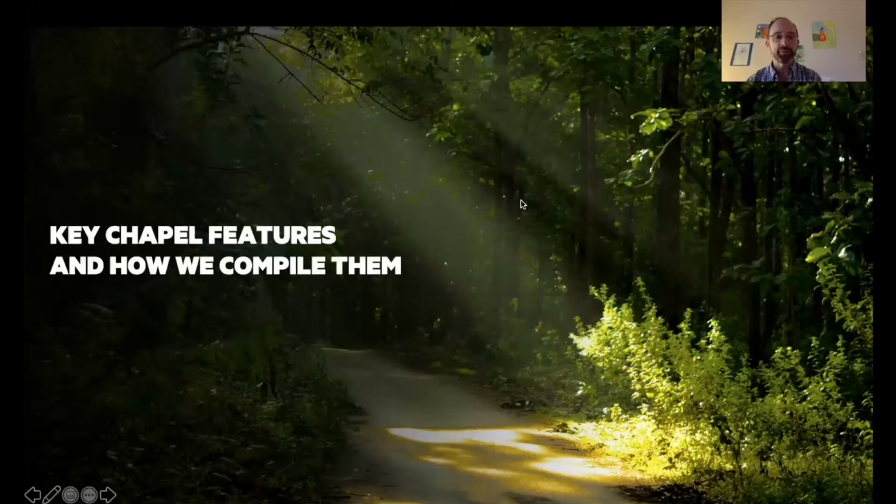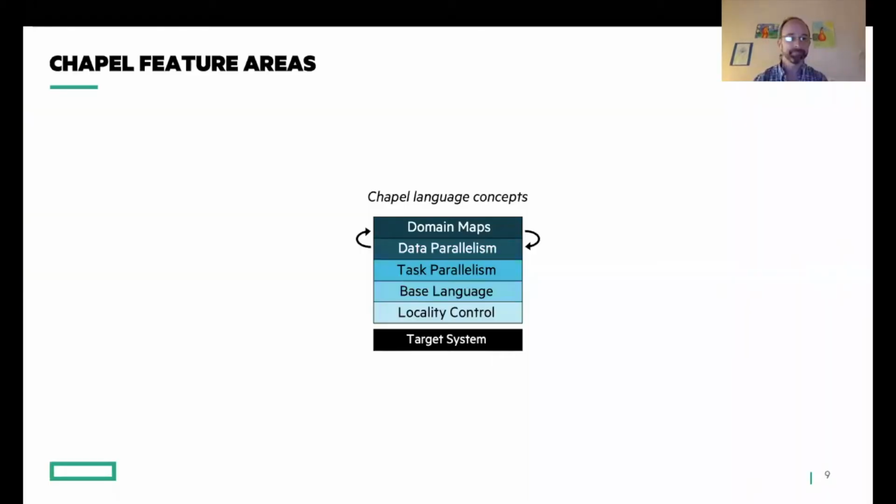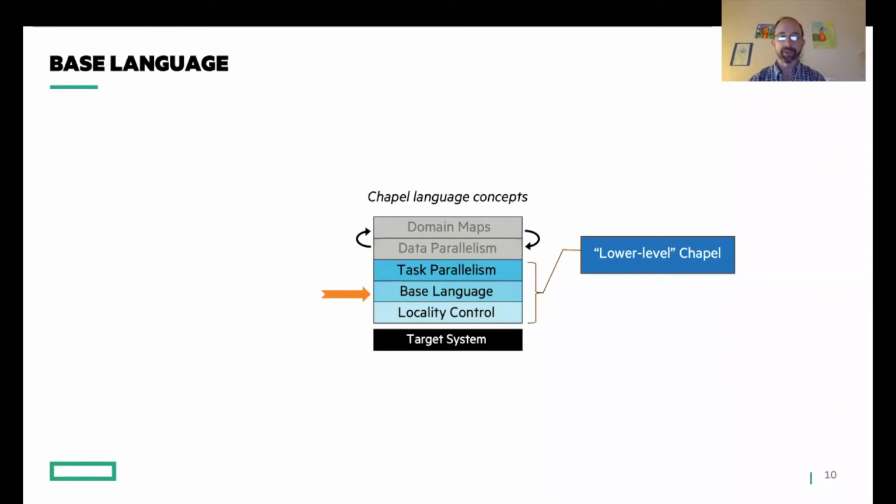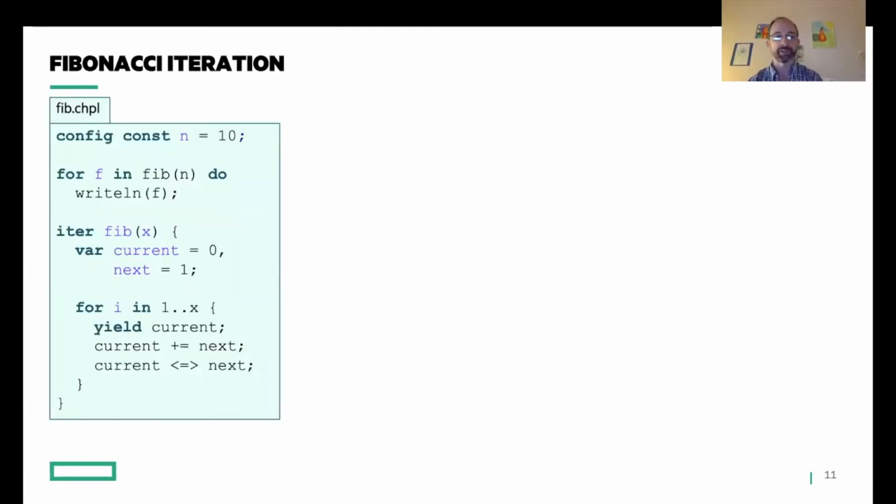As I said, this next section is going to be introducing some key Chapel features and giving you some insights as to how we compile them. Again, what does it take to get Chapel up and running? Whenever I talk about Chapel, I use this little stack of feature areas as a roadmap. I think of the language features as falling into these 5 rough categories. I'm going to start today by talking about what I call lower level Chapel. I put lower level in quotes because it's still pretty high level compared to what most of us use in HPC. I'll start specifically with the base language, which is like the serial core of the language. If you took Chapel and removed all features related to parallelism and locality, the base language is what you would be left with. And I'm going to do this through a simple computation.